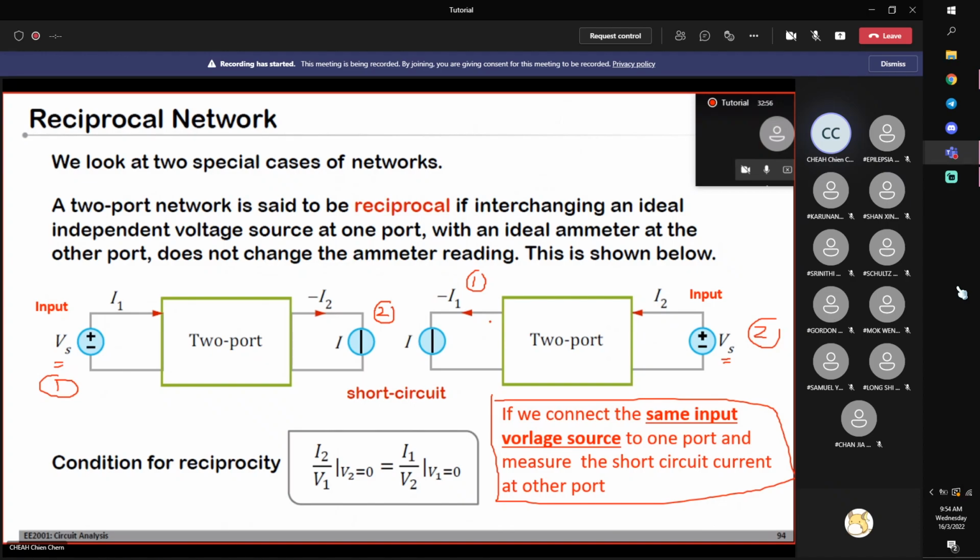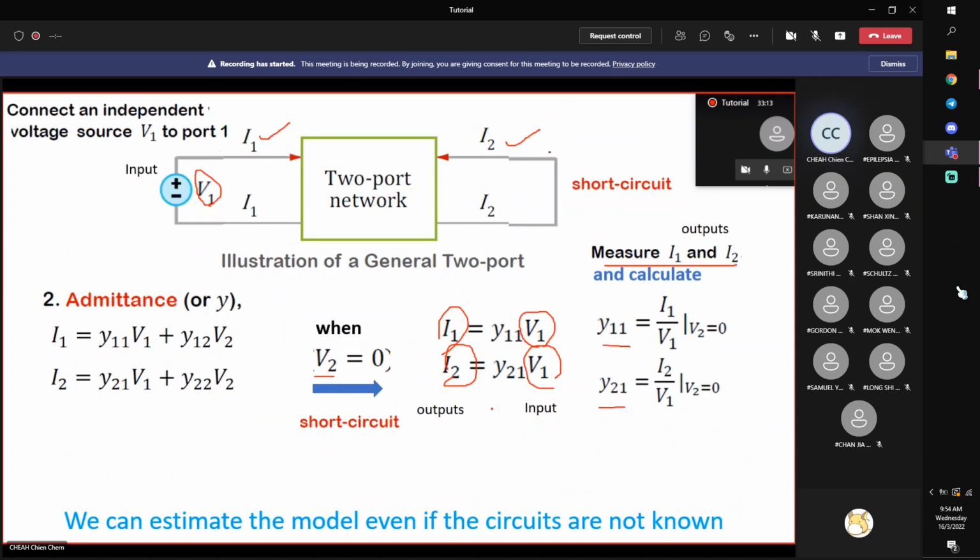So over here, in this experiment, you set V1 equal to 0. If you set V1 equal to 0, and then you calculate this V's and your currents, I2, I1, V2, then it's actually this, Y21.